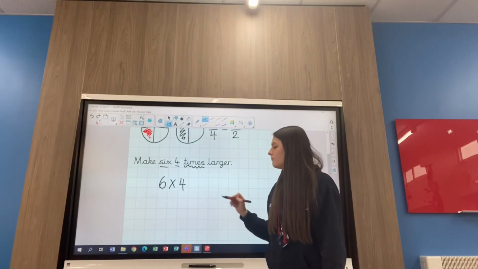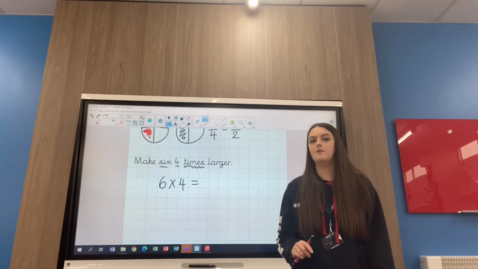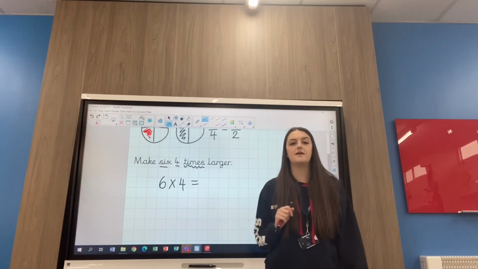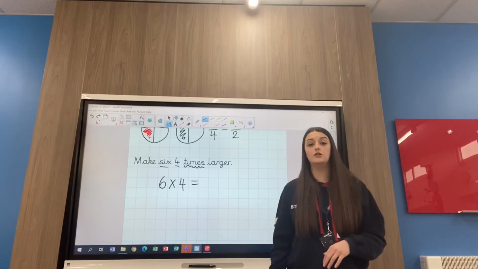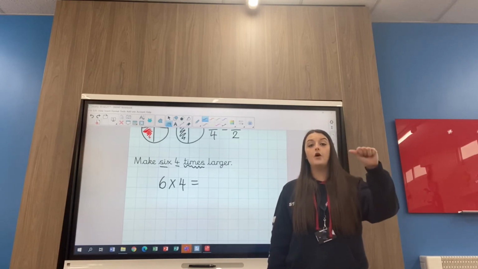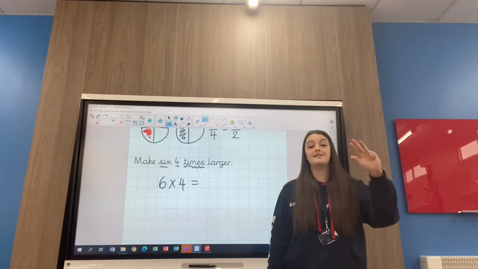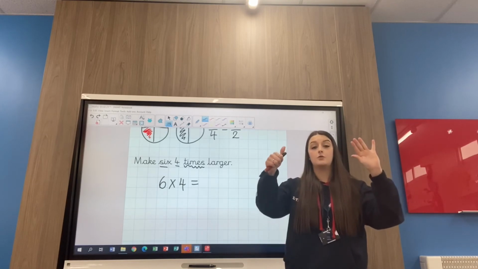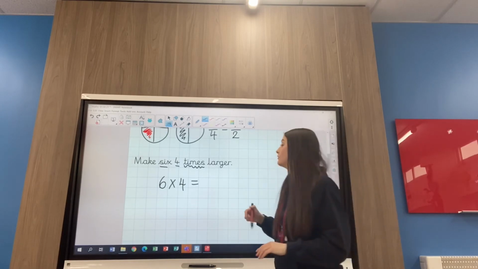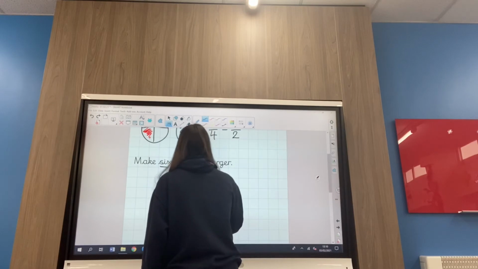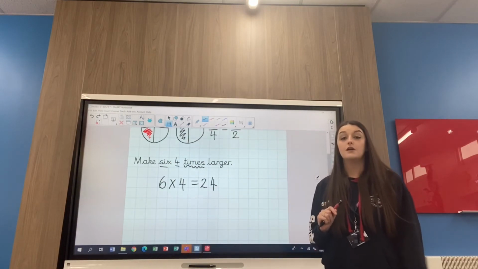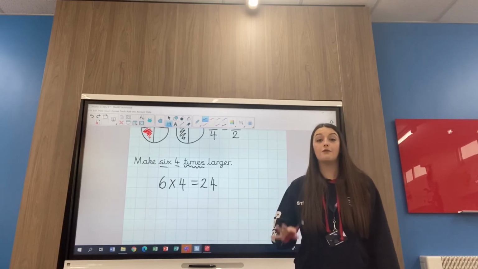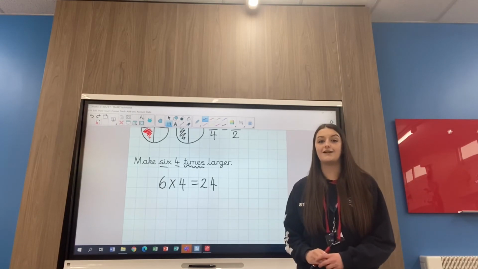Now, we haven't learnt our 6 times table yet, but we do know our 4 times table. So are you ready to count in your 4s with me up to 6 times 4? You ready? 4, 8, 12, 16, 20, 24. Okay, so I've made 6 4 times larger and got the answer of 24. So if you want to pause the video again, go and complete your Intergear section.